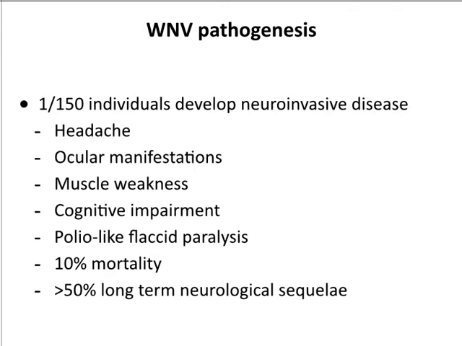1 in 150 individuals develop a neuroinvasive disease. The virus goes into the brain, and you get all these symptoms associated with it. You can have long-lasting neurological sequelae from these infections. So you do not want to have this virus get into your brain. 10% mortality when it's neuroinvasive, and you can get a polio-like flaccid paralysis. And we talked a couple of lectures ago about how TLR3 sensing this virus, at least in mice, gives rise to the production of tumor necrosis factor, which permeabilizes the blood-brain barrier and allows the virus to get in there.